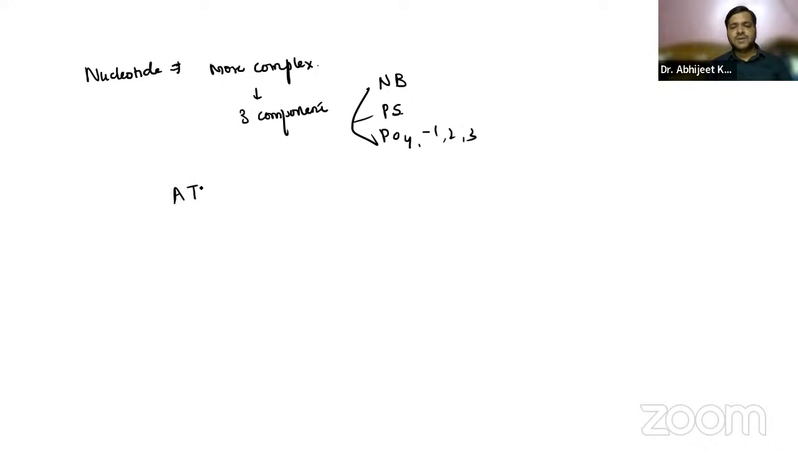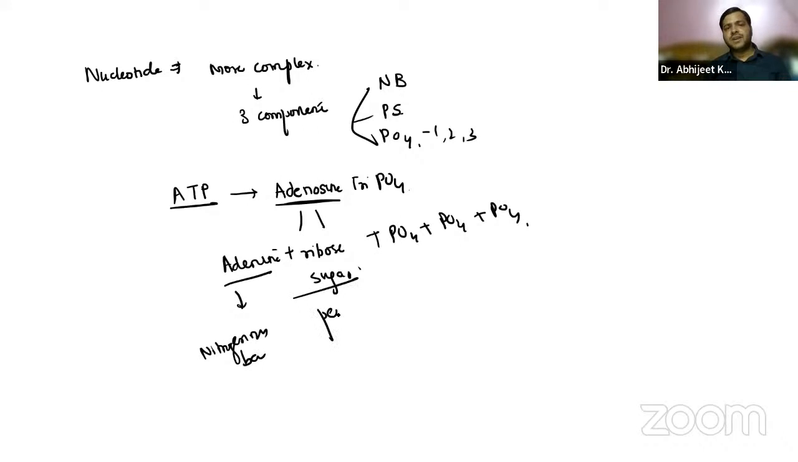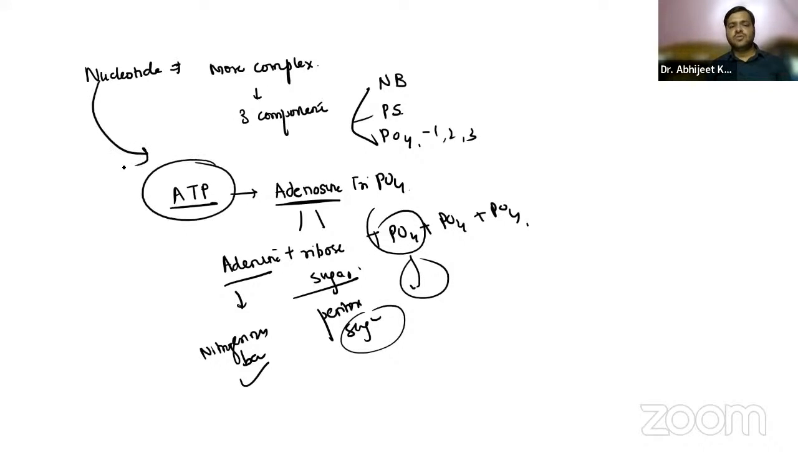So let us take ATP. Now this ATP is basically adenosine triphosphate. You guys already know adenosine, it is made up of adenine plus ribose sugar, and plus we have 3 phosphates. Adenine is the nitrogenous base. Ribose sugar is a pentose sugar. And phosphate is phosphate. So nitrogenous base plus sugar plus phosphate gives nucleotide.